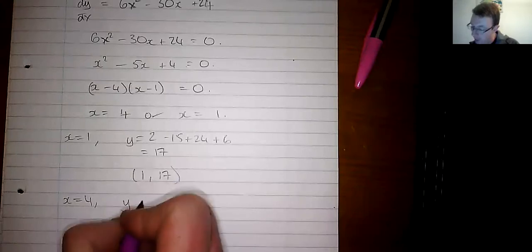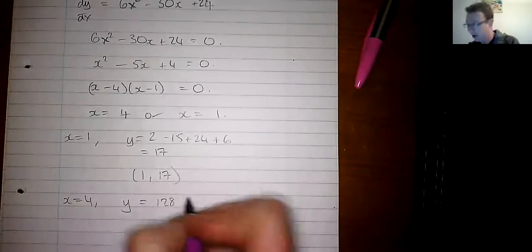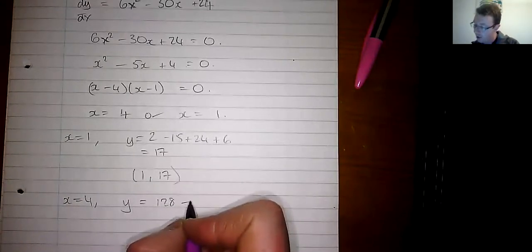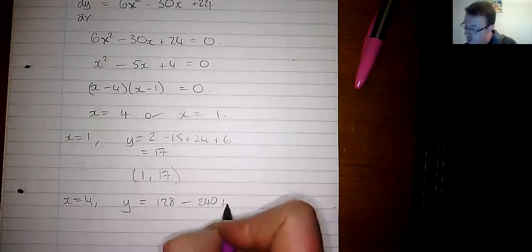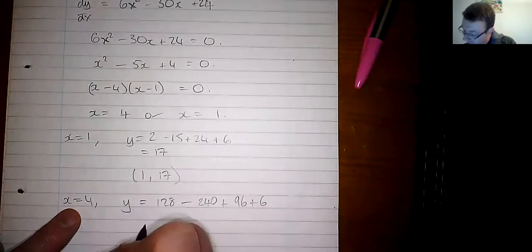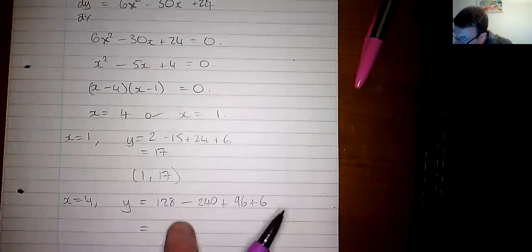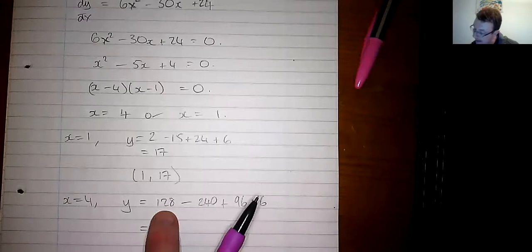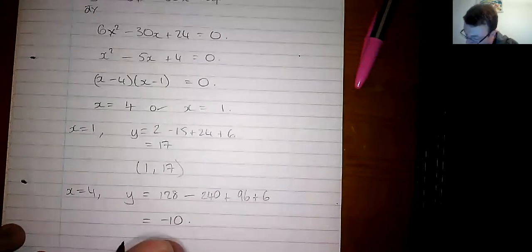So I've got y equals 2x cubed, which is 128. Do that on your calculator, you know. Minus 15x squared. Oh, what's that? 240. Plus 24x plus 6. Okay, and what is that? I haven't even got my calculator. 128 and 102. What's that? 230. Take away 100, 240 minus 10. There we go. That wasn't too bad.